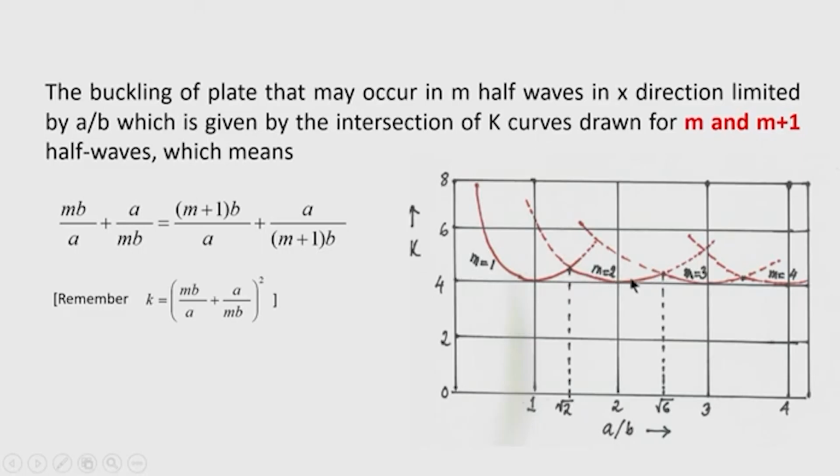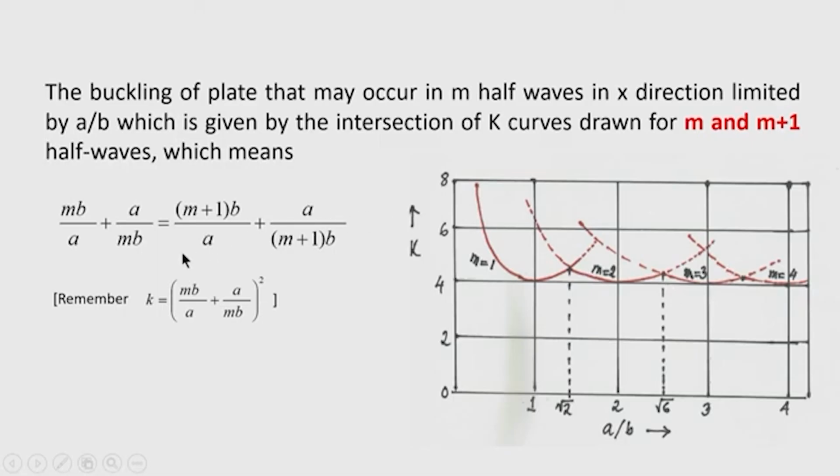You have seen that for any consecutive values of m that we take, say m is equal to 2, m is equal to 3, here we find the point up to which the buckling coefficient can be found, considering m is equal to 2. Then again, from the intersection of m is equal to 3 and m is equal to 4, we find that the buckling coefficient is valid for m is equal to 3. So, that pattern is seen from the graphical representation.